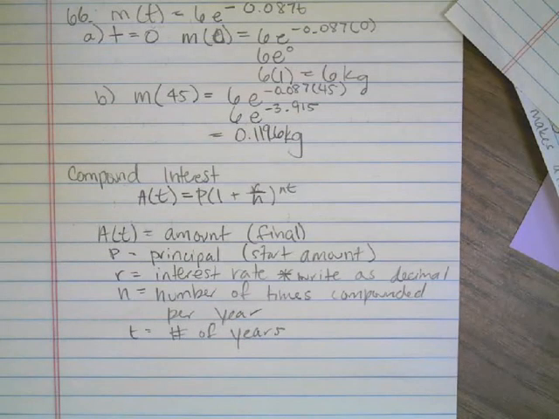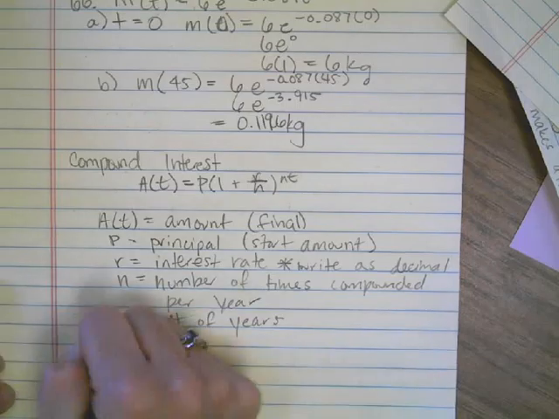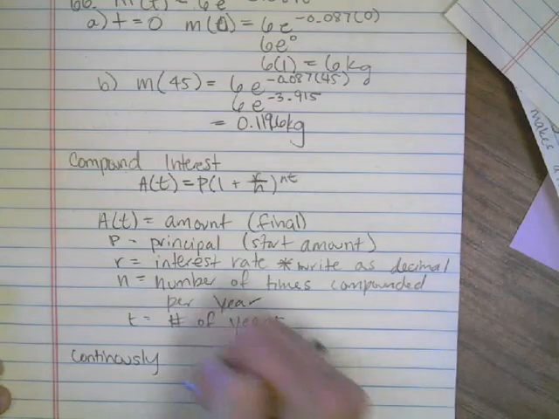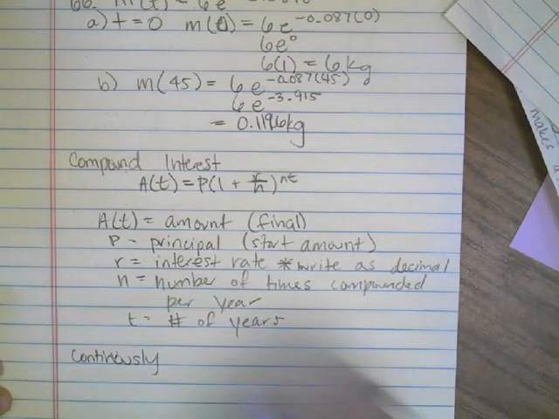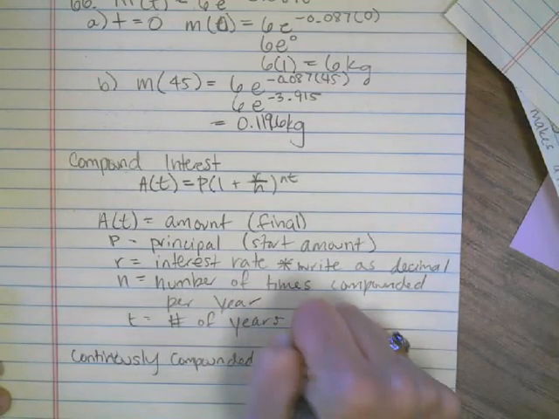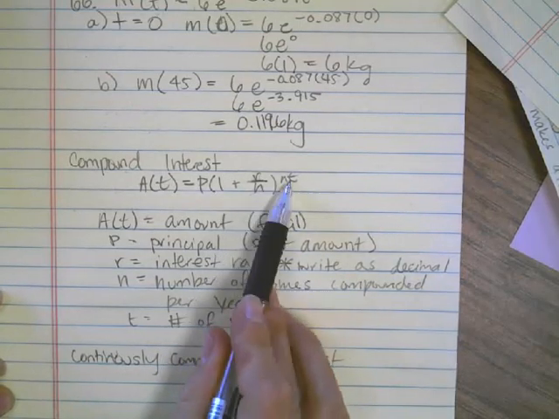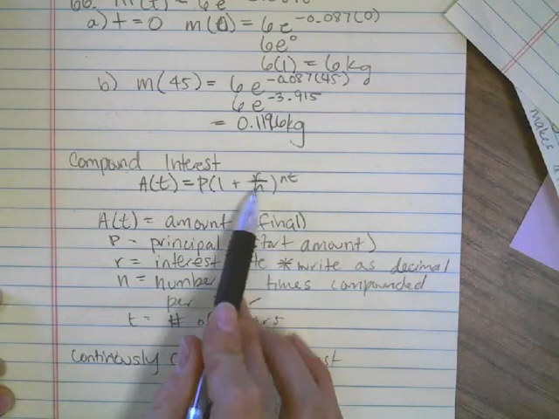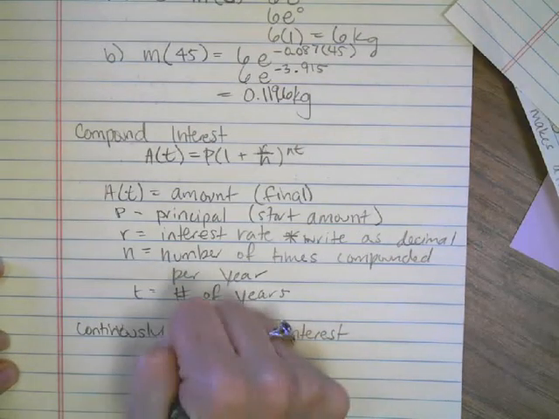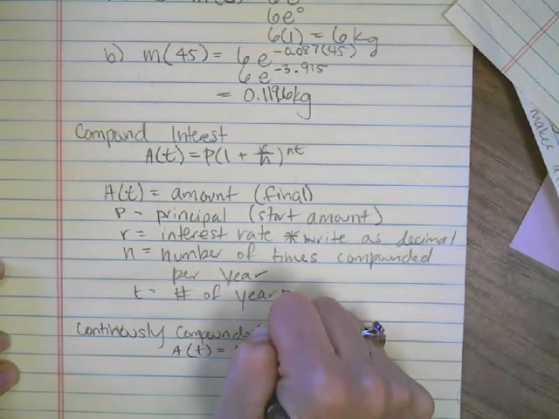Then you have what's called continuously compounded interest. If something is compounded continuously, that is faster than every second. So instead of putting numbers here, that's where you would put infinity. But since we can't do any calculations with infinity, we use E.